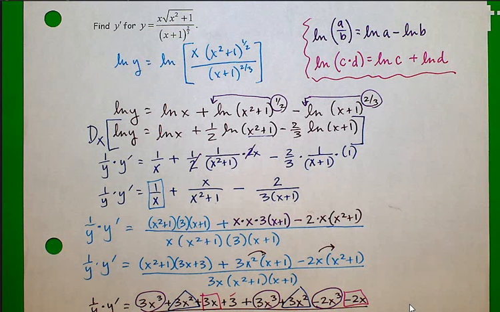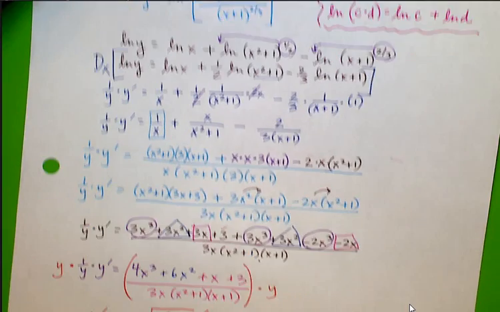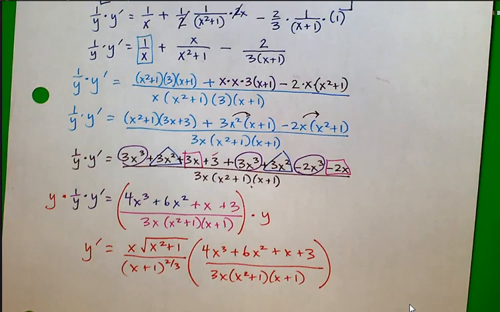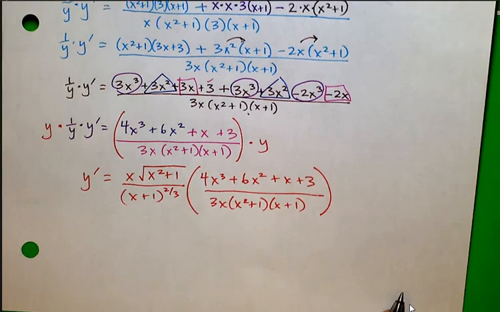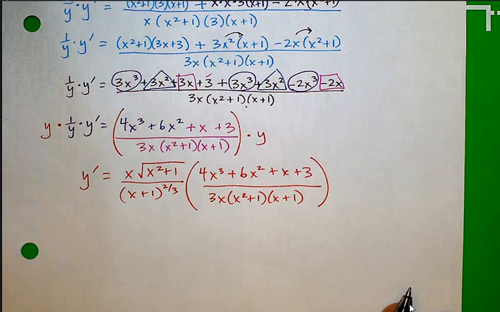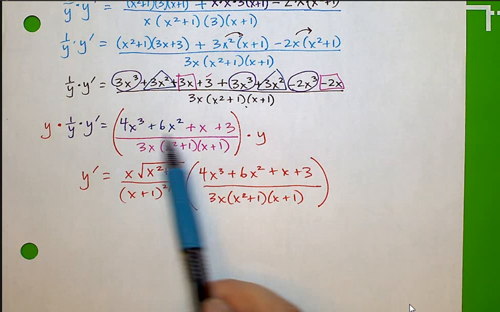Oh, just realized you can't see what I'm doing. I'll give you time once you hit pause so you can copy that. I had combined like terms into this. Multiply by y on both sides. There's my y.